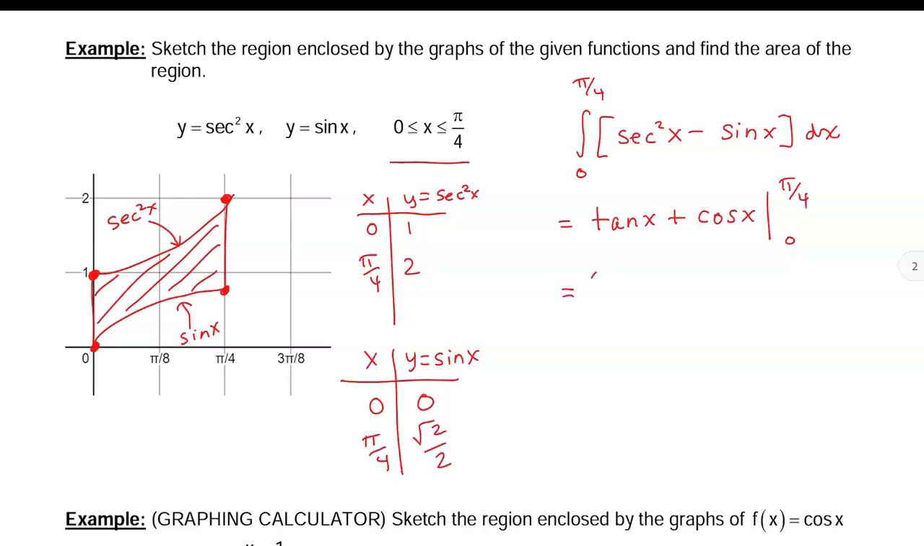The first parentheses, the tangent of pi over 4 is 1. The cosine of pi over 4 is root 2 over 2. The tangent of 0 is 0, and the cosine of 0 is 1. So do you see we have a 1 minus 1 here, 0. So the answer is simply square root of 2 over 2.